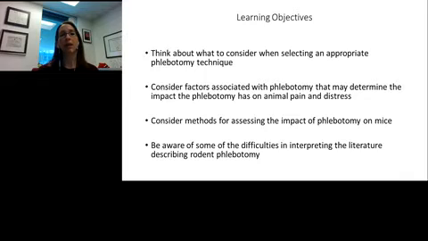Also consider the methods that we have available for assessing the impact of that technique on the mice. And just be aware of some of the difficulties that exist as we try to interpret the published literature that's out there that's describing these various phlebotomy techniques in rodents.